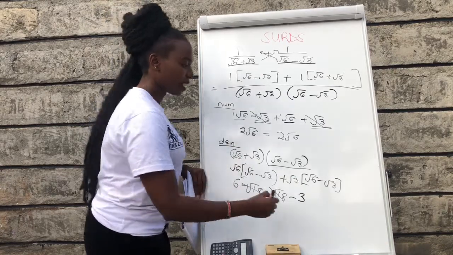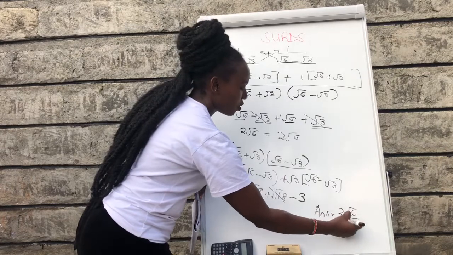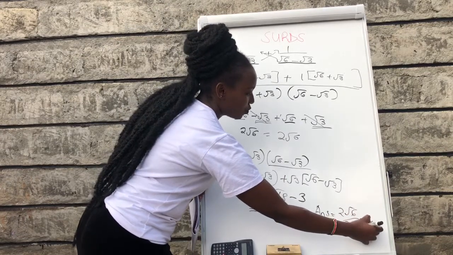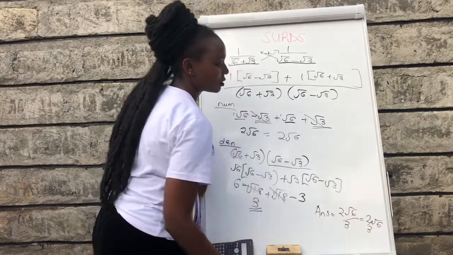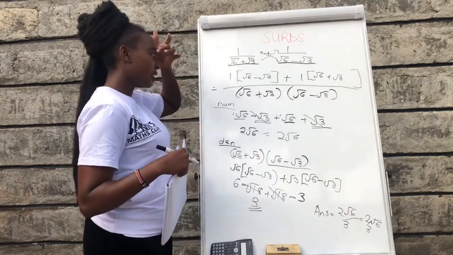So your answer becomes, numerator is 2 root 6 over 3. So this can be 2 over 3 root 6. So that is your answer. Yeah, so we've actually done the 2 examples.